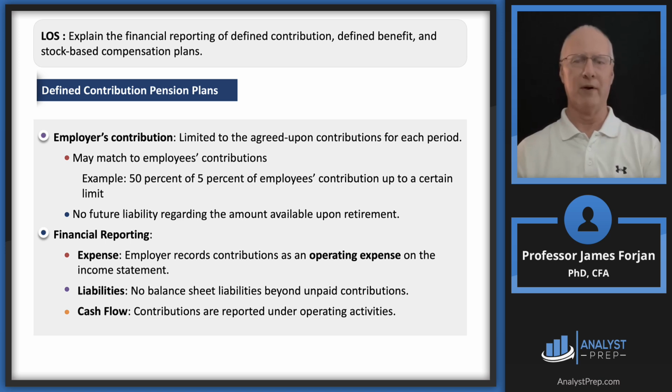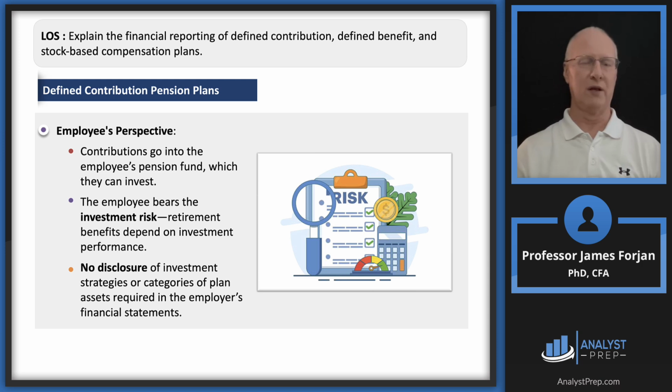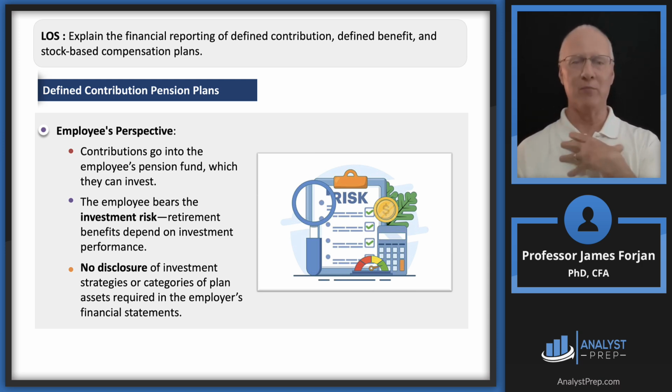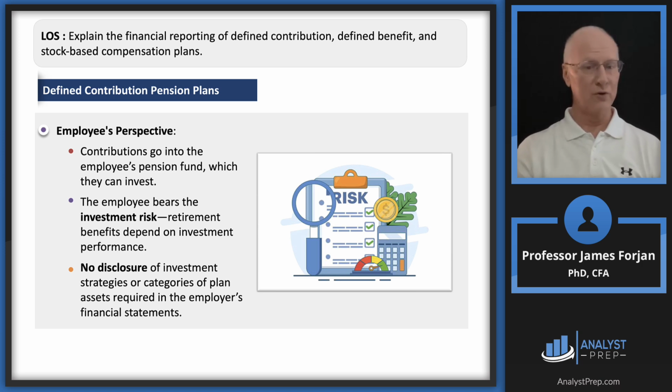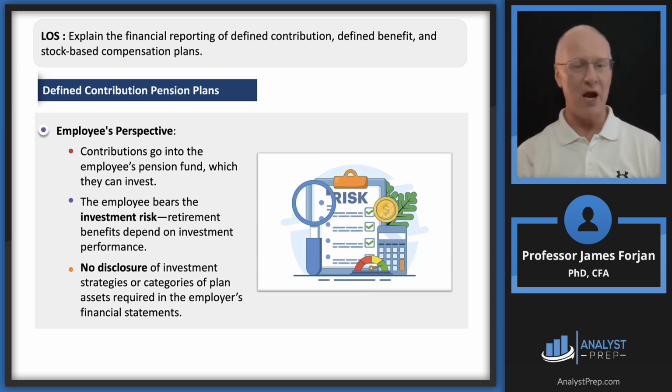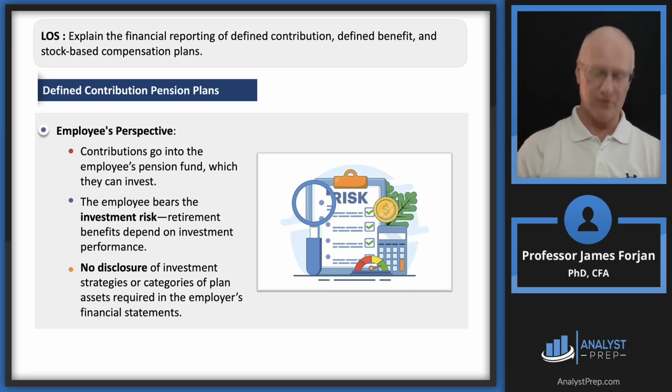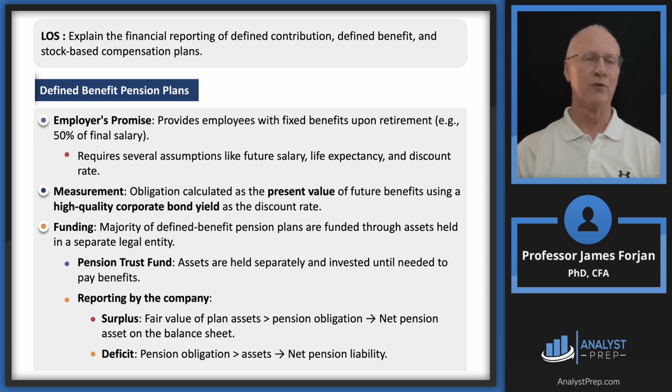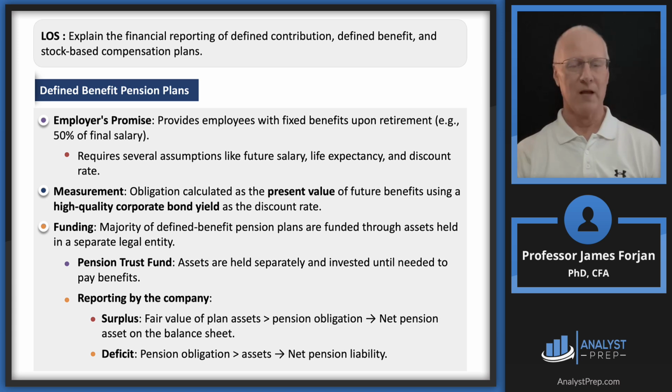Let's see. Remember, it's just a regular old operating expense, shows up under operating activities in the cash flow statement. So look at the middle bullet point there. The employee bears the investment risk. That's the important one. No disclosures here, because once that money goes from my school over to the casino fund or to Jim's retirement fund, the school doesn't really care what happens to it, at least from a philosophical standpoint and a financial standpoint. The more interesting of the two, of course, is the defined benefit pension plan.